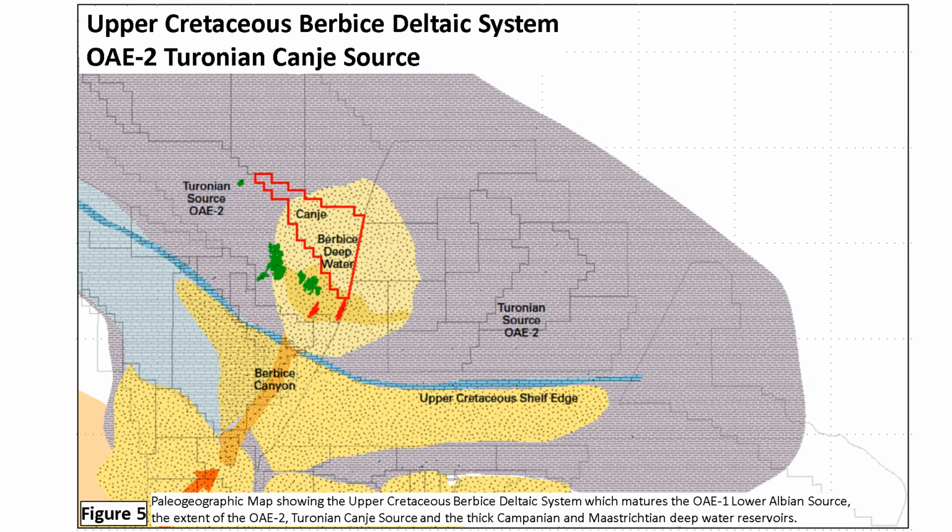The next map shows a paleogeography map of the Turonian and the Berbice clastic system. So the Turonian source is a much more widespread source. And Bob Webster's paper at this conference documents a Turonian flood as far back as the Takatu Graben, back here to the south. This is the Berbice Canyon, the nearshore part of the Cretaceous, and the deep water sedimentation of the Berbice deepwater system. This significant overburden starts maturing the OAE1 source rock as early as the latest Cretaceous.